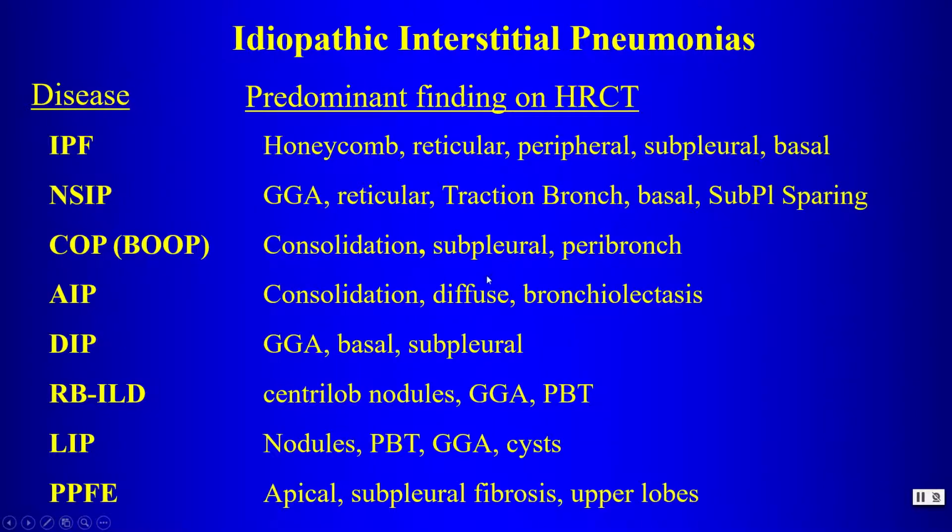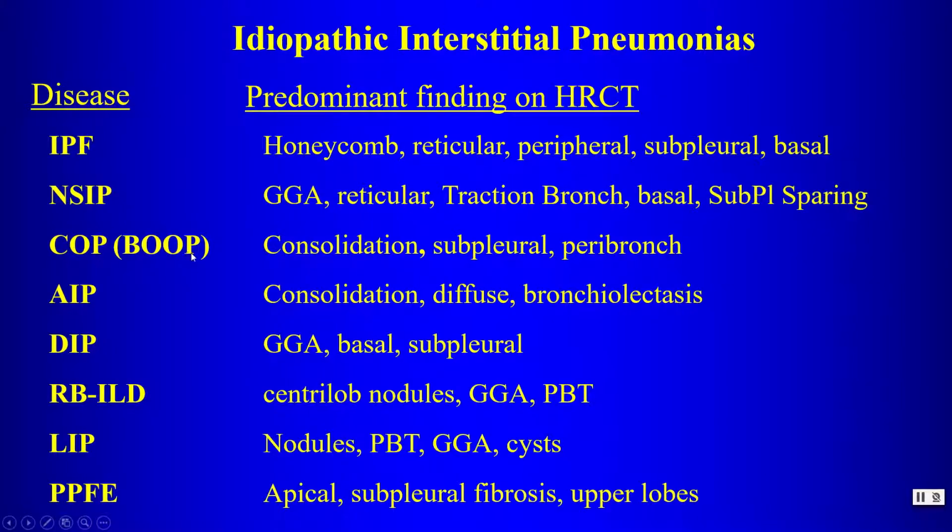So when we look at our idiopathic interstitial pneumonias, this can get quite confusing, but try to remember what is different. What are the differentiating features of each of these entities? So idiopathic pulmonary fibrosis, we look for honeycombing, reticular, peripheral, subpleural, basal distribution. For NSIP, predominantly ground glass opacity. We may have reticular abnormalities, traction bronchiectasis. Again, it can be basal distribution, but subpleural sparing is the most specific feature here.